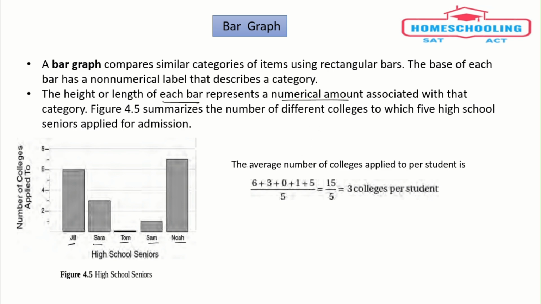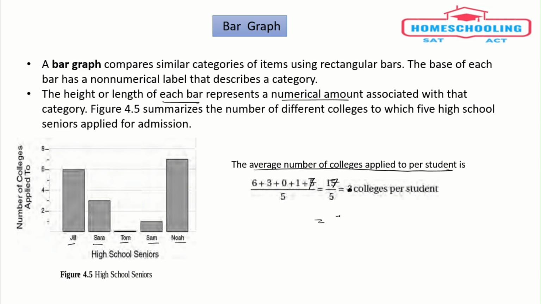So the average number of colleges applied to per student would be, we will take the sum of all of them. That would be Jill 6, Sarah 3, Tom 0, Sam 1, and Noah is 7. Sorry, there is a mistake here. This is going to be 7. So 6 plus 3 plus 0 plus 1 plus 7, that would be 17 by 5.